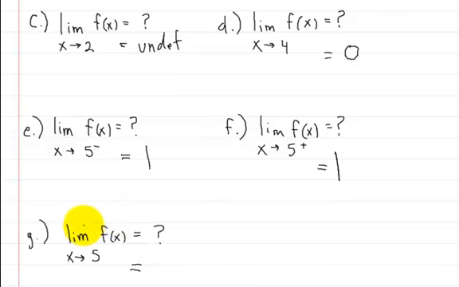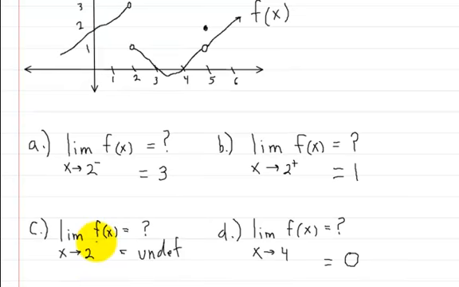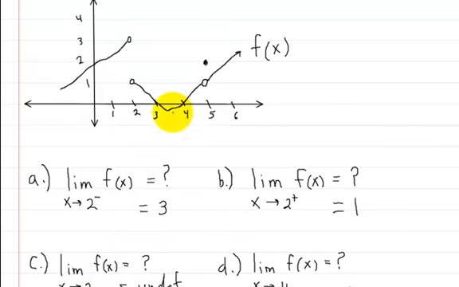So now, how about this? What happens when you take the limit of f of x as x approaches 5? Well, you might be tempted to say that it's 2, right? But actually it's not. It's 1 again, because when x approaches 5 from the right, and when it approaches it from the left, you still come to this point right here. This is what you're approaching, which means it's 1. It's not 2, it's 1.